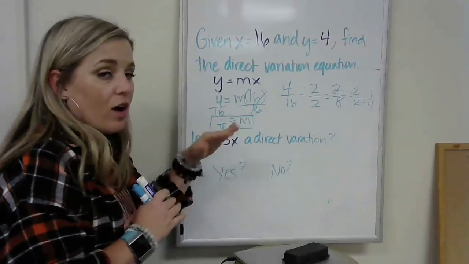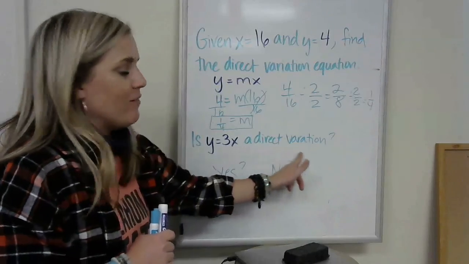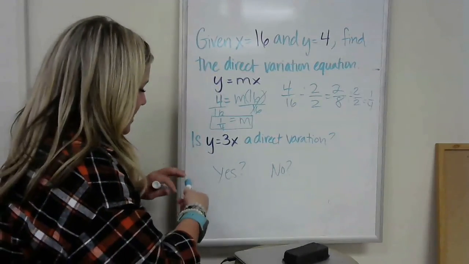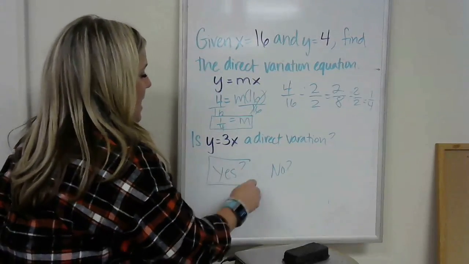All right, now, you'll also see a question similar to this. Is y equals 3x a direct variation? Yes, it is. It's written in y equals mx. So it would be yes.